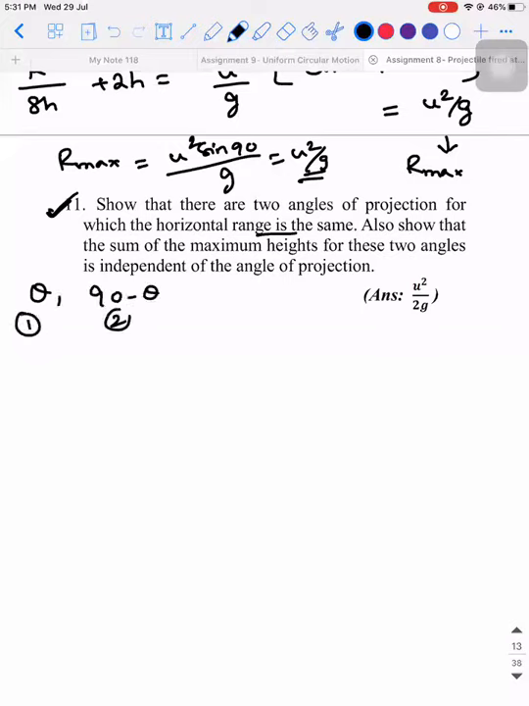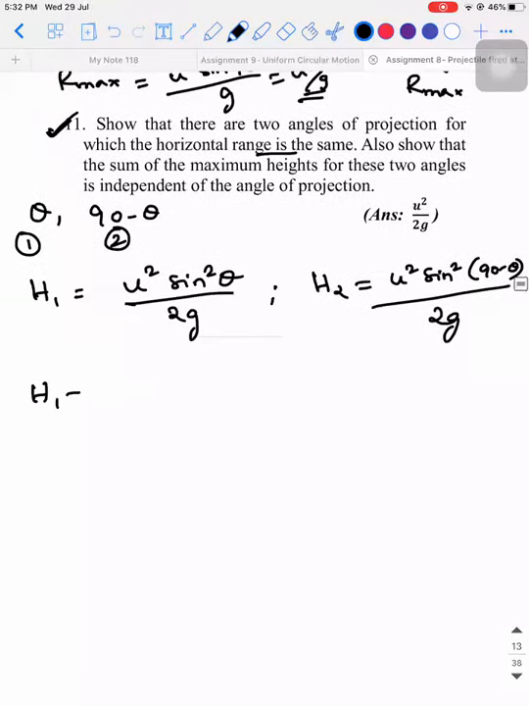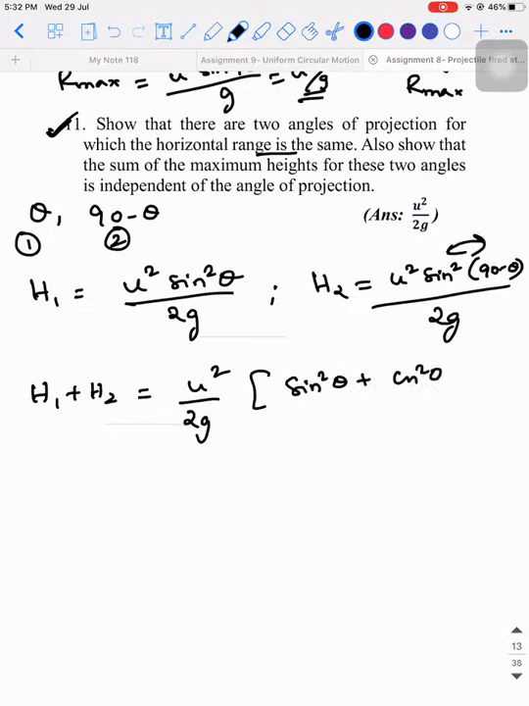So if I call this 1 and this 2, the height of the first object is u square sine square theta divided by 2g. H2 will be u square sine square of 90 minus theta divided by 2g. They're asking for the sum h1 plus h2. That is u square by 2g into sine square theta plus sine square of 90 minus theta, which is cos square theta. What is the answer, guys? u square by 2g. So if you observe, this expression is independent of theta.